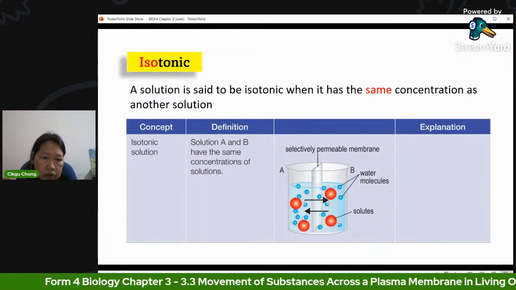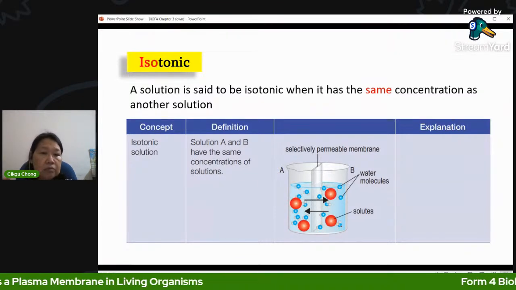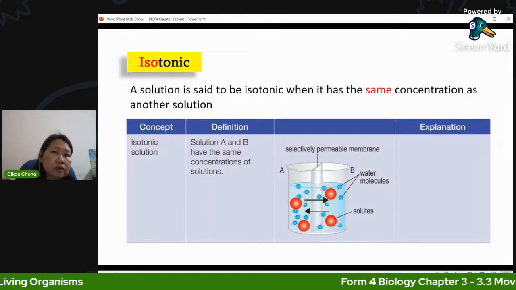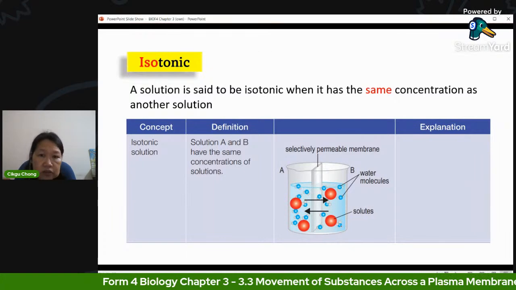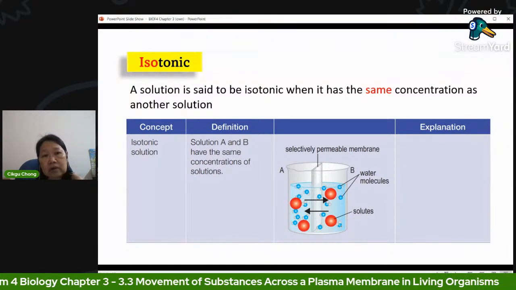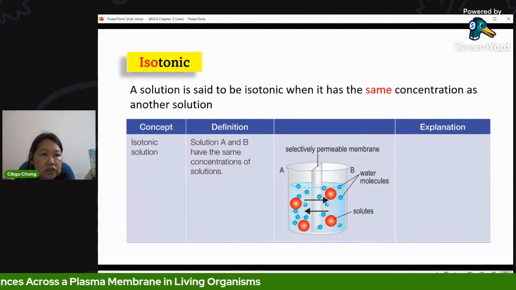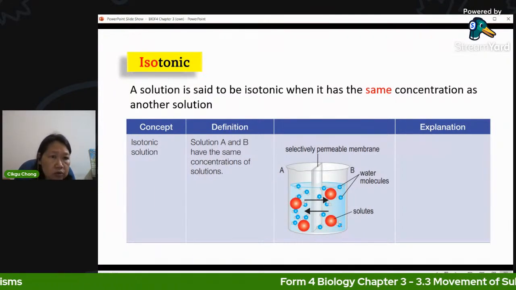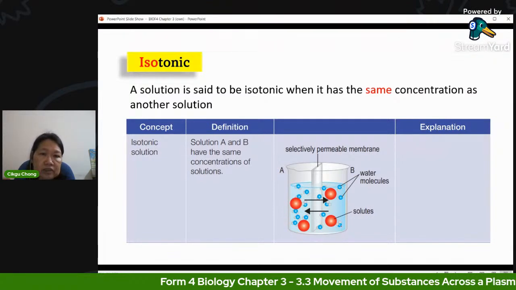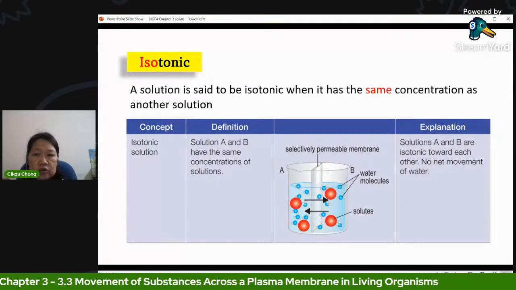So let's count 1, 2, 3, 4, 5, 6, 7, 8. Yeah, 8 on the left. And 1, 2, 3, 4, 5, 6, 7, 8. So you can see on both sides of the solution, the number of solute is the same and the number of solvent is also the same. So they both have the same, equal concentration. So you will say A is isotonic to B. Or you can also say solution B is isotonic to solution A. Both have the same concentration. So solutions A and B are isotonic towards each other.